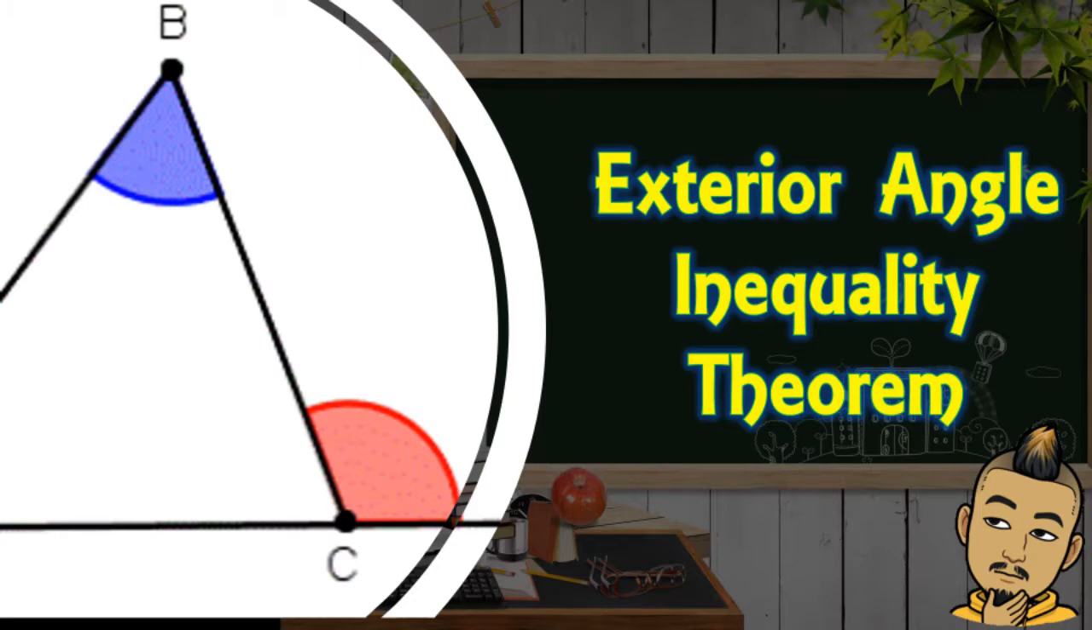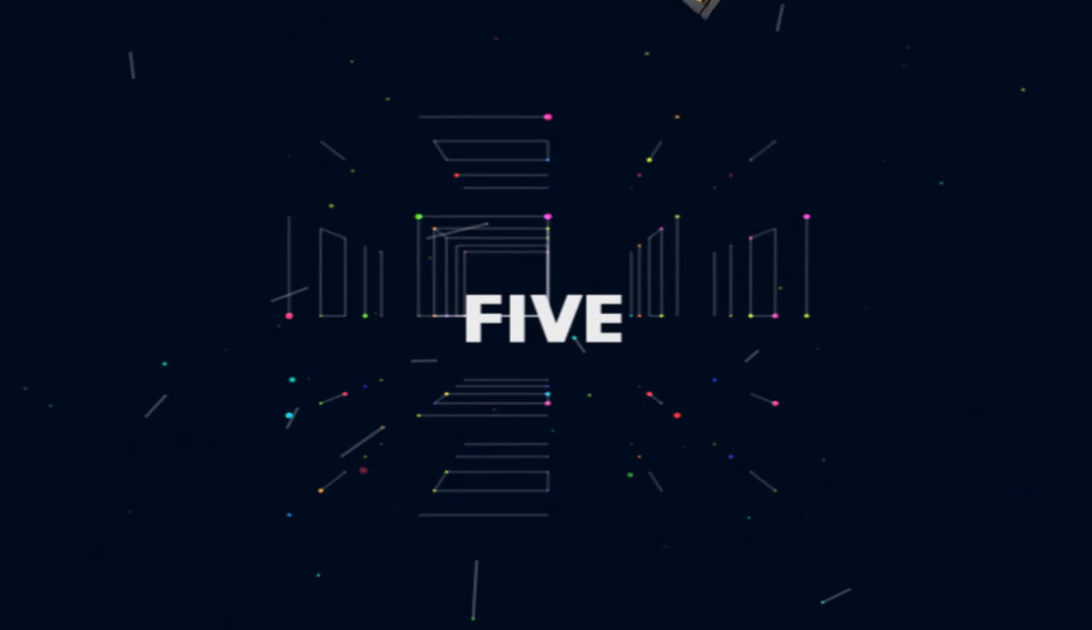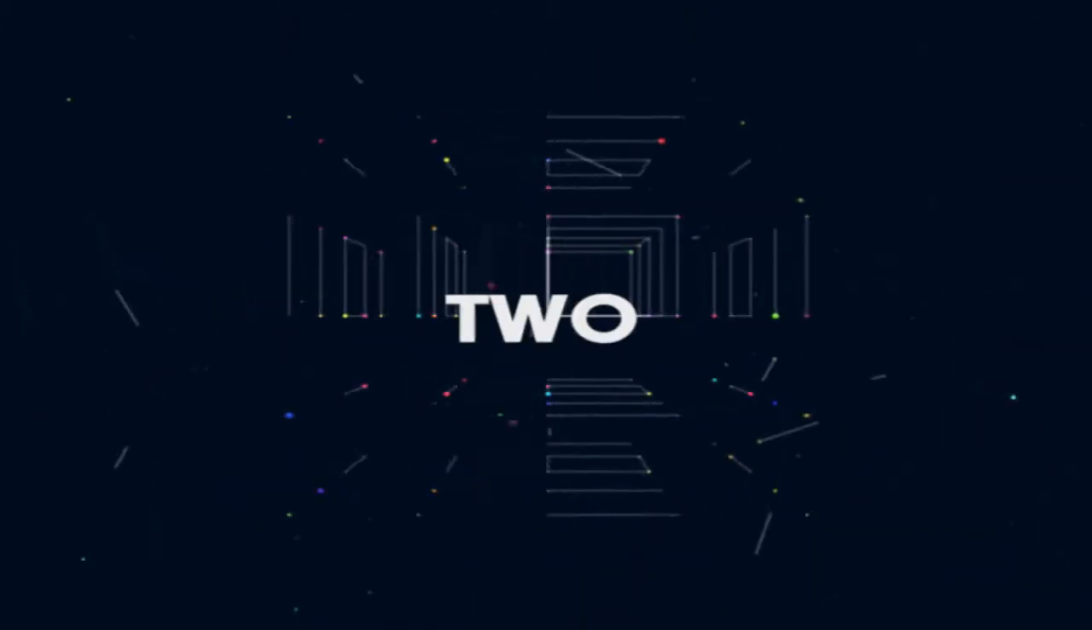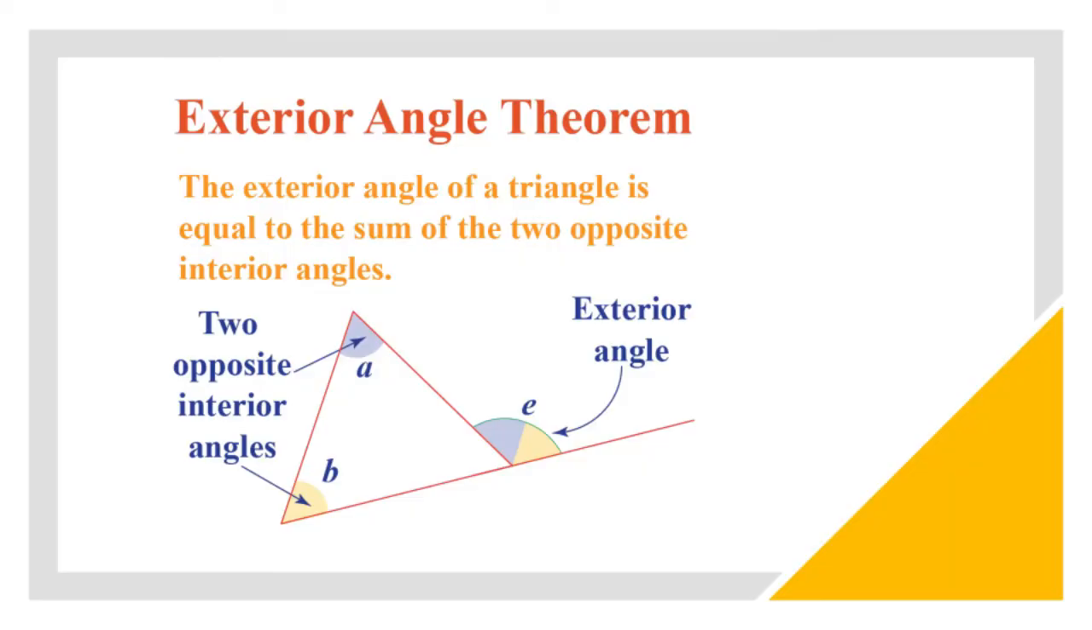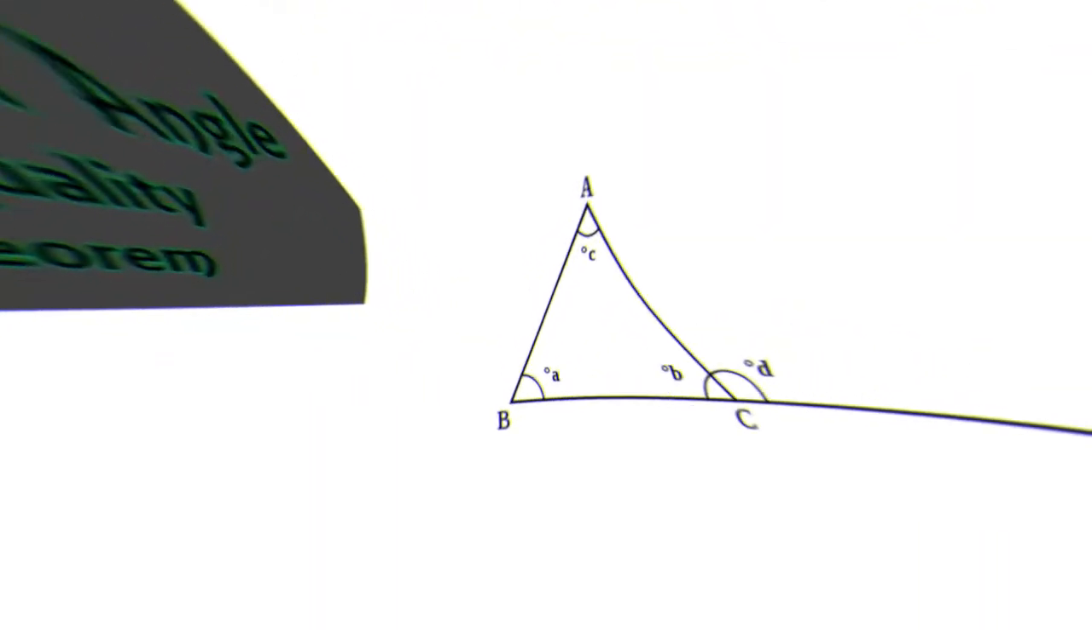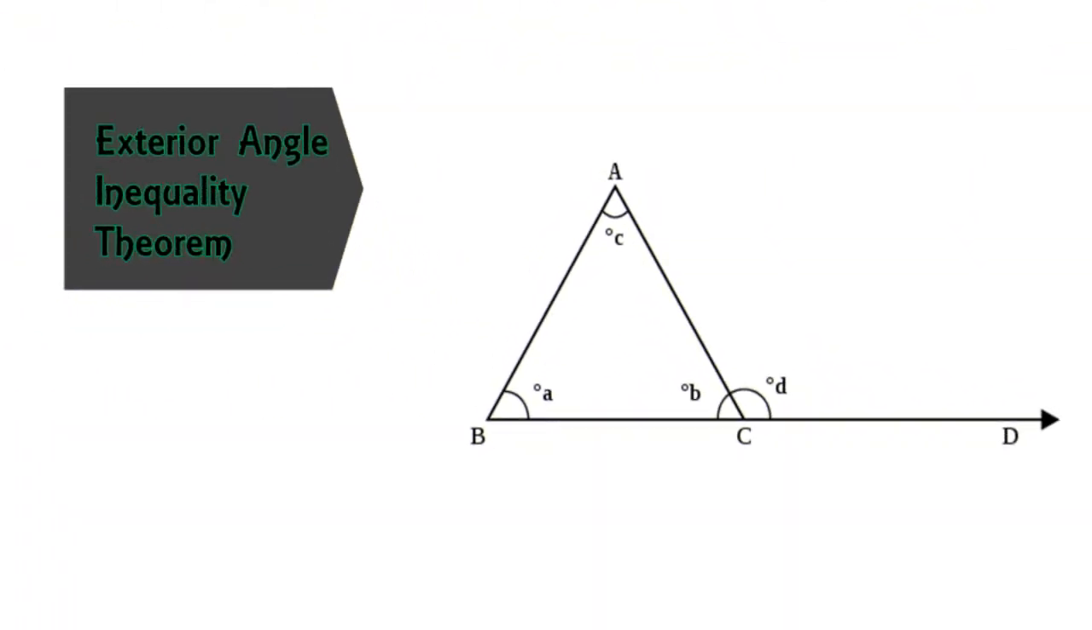Exterior angle inequality theorem. The measure of an exterior angle is equal to the sum of the measures of its two remote interior angles. Exterior angle inequality theorem. Measure of angle D is equal to measure of angle A plus measure of angle C.